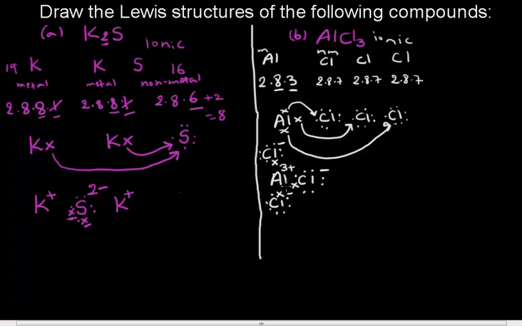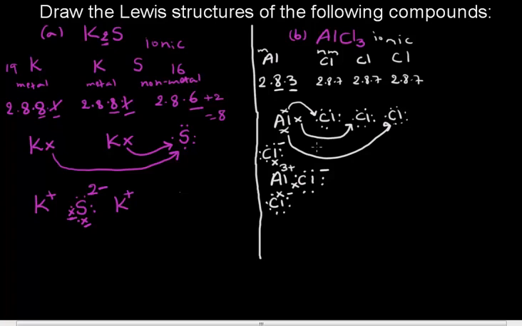So if you're wondering how to draw these structures, usually the atom with fewer protons can be shown in the center. For example, aluminum has 13 protons, chlorine has 17 protons. So since aluminum has fewer protons than chlorine, I can show this in the center and draw the chloride ions around it.